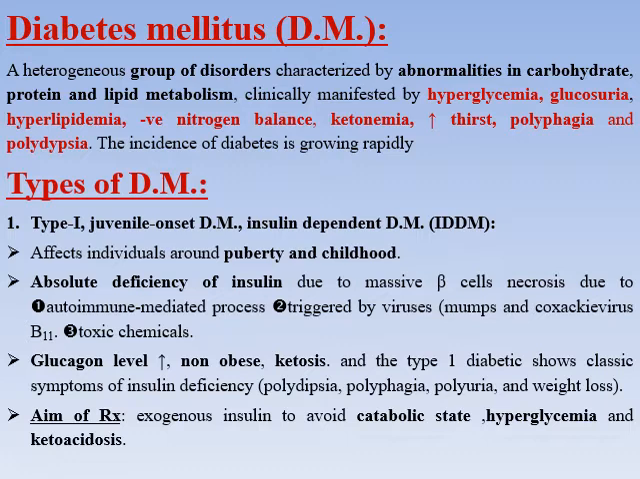ليش؟ لأن عندنا massive destruction of the beta cells due to autoantibodies against the beta cells, and this can also be triggered by viral infection and toxic chemicals. Glucagon level increased, non-obese patient, presence of ketone bodies. طبعا التريتمنت بما أنه complete destruction and absolute deficiency of insulin, لازم ننطي exogenous insulin. لازم نسوي insulin administration ونحدد الدوز according to the severity of the condition.